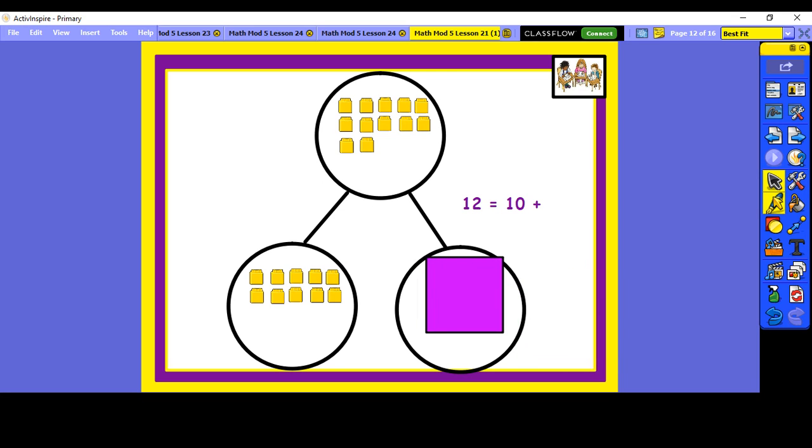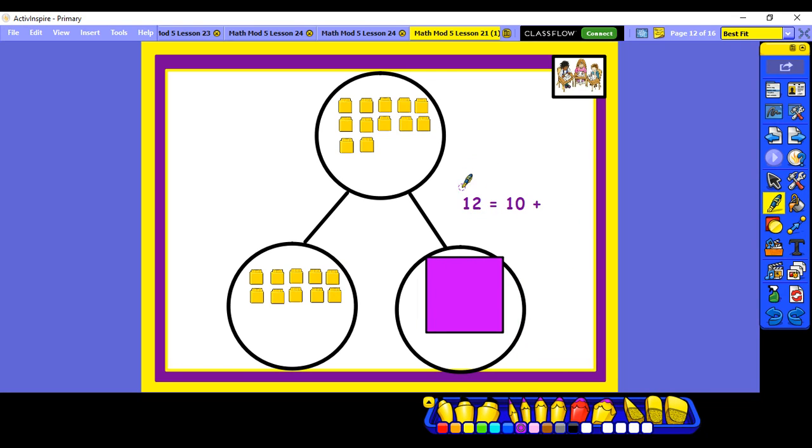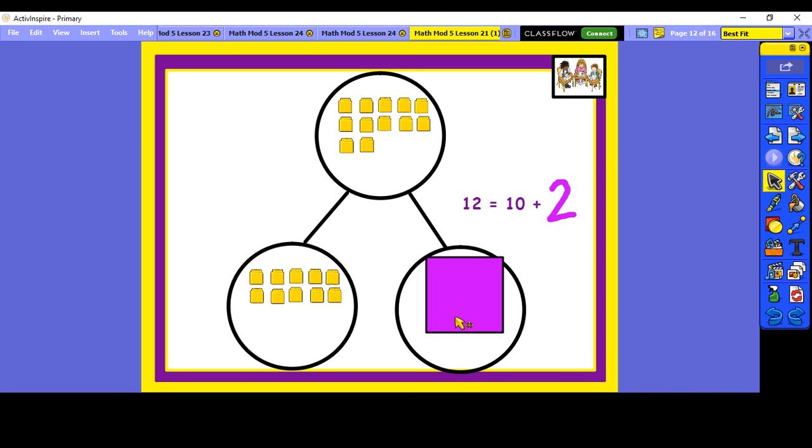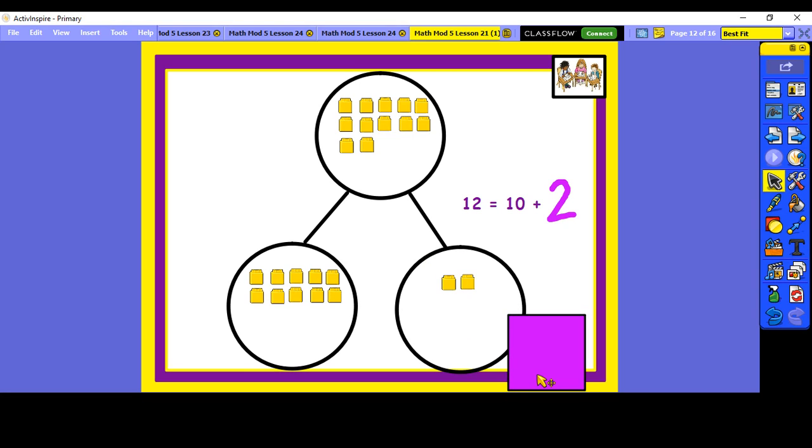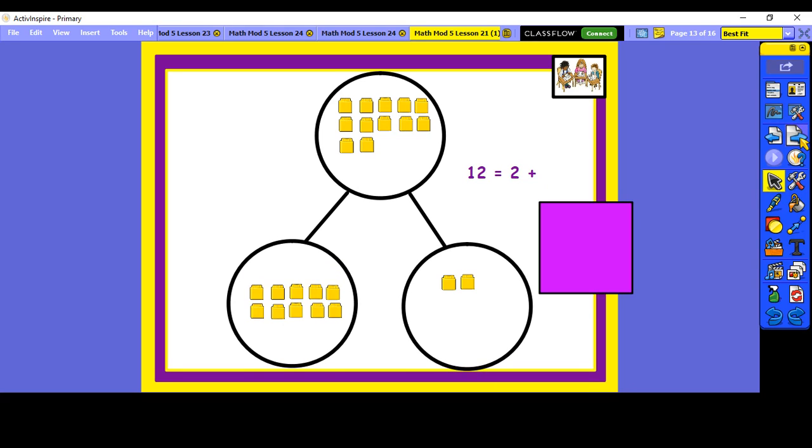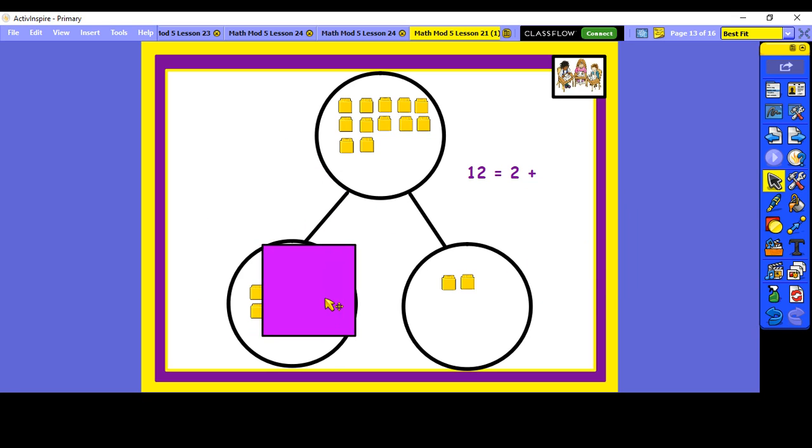How can I fill in my number sentence to find the missing part? 12 equals 10 plus 2. Excellent job. Let's check. You were right. Does it match? Does it make sense? Yes, it does. Let's play a game. This time I'm going to hide another part. Close your eyes. Abracadabra. Open! What's our hidden part?